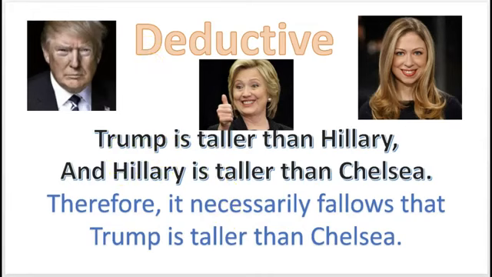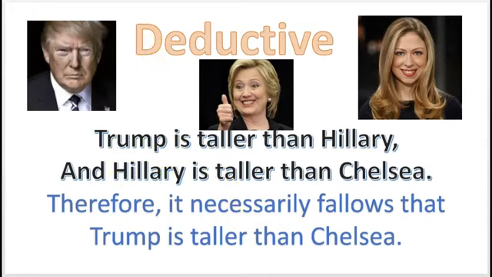Okay, inductive argument from authority is where the conclusion is based upon the witness of an authority figure or an eyewitness. An example would be, the Surgeon General warns that smoking is dangerous, hazardous for your health. Therefore, smoking is hazardous for your health.